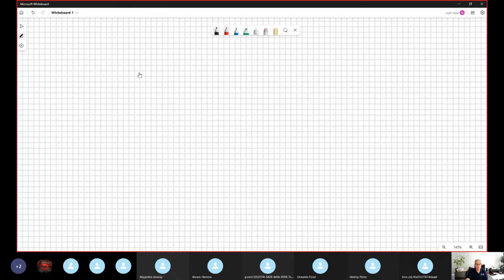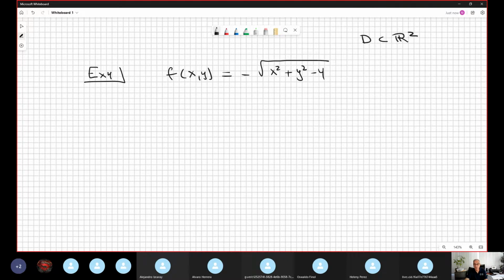Example 4. f of x, y is equal to minus the square root of x squared plus y squared minus 4. No idea? Well, okay, you suppose we have two independent variables, so I suppose the domain is a subset of R2. The expression under the square root is x squared plus y squared minus 4, and this expression must be non-negative. You know, si es negative, it's imaginary. So to avoid imaginary, you write x squared plus y squared greater than or equal to 4.